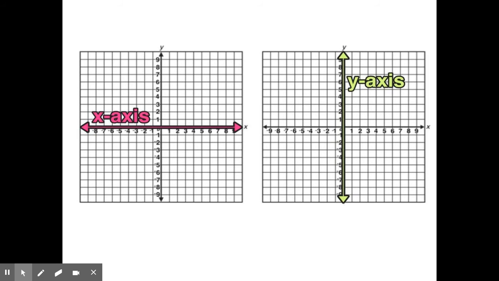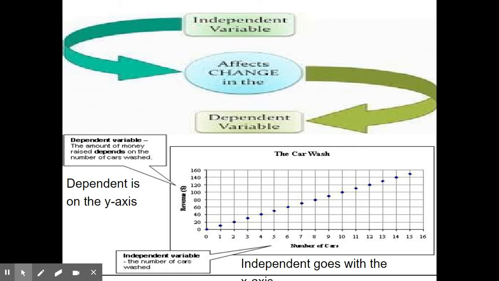Your x-axis is the one going left to right, and your y-axis goes up and down. Your independent variable affects the change in the dependent variable. So your independent variable, again, is your x values, and your dependent variable are your y values.